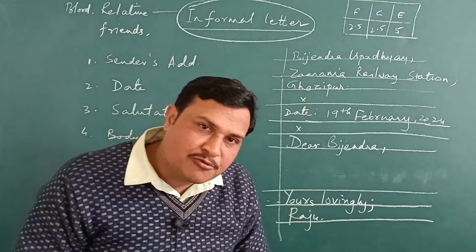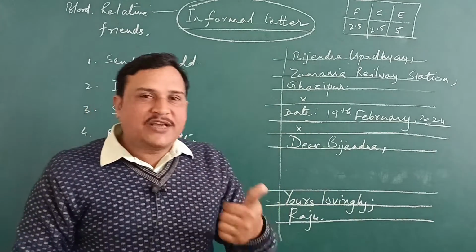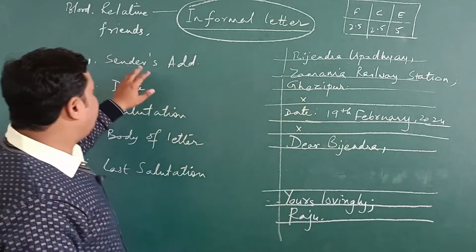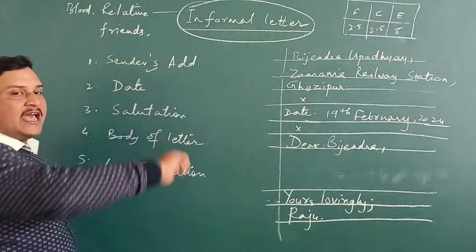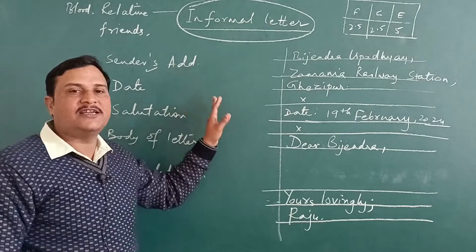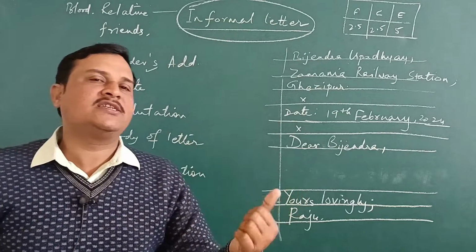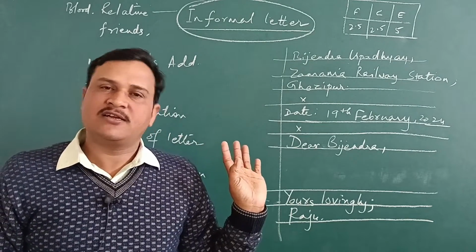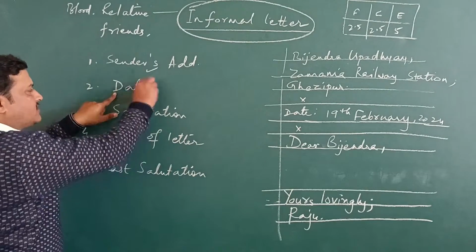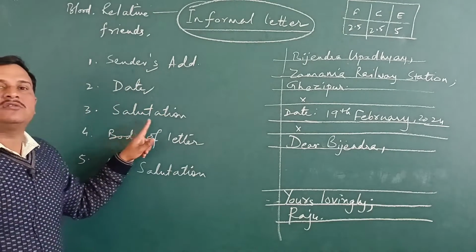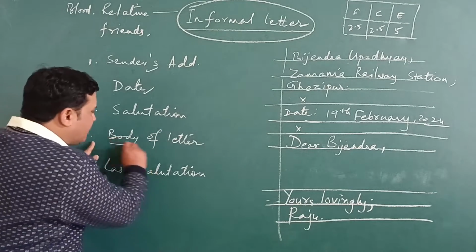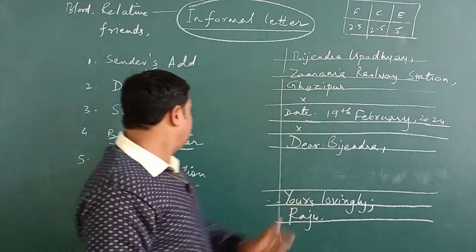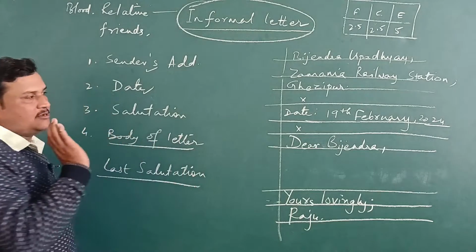What are the points we have to mention to get the complete marks for format? The first point is the address. Actually we mention the sender's address, but here we must consider the receiver's address. To whom we are going to write the letter, that address will be considered. Second point, date. Third point, salutation. Fourth point, body of the letter, which we will discuss later for the content. And the fifth point is the last salutation.